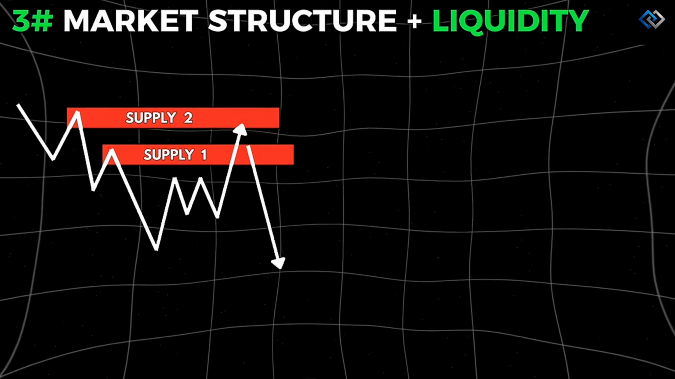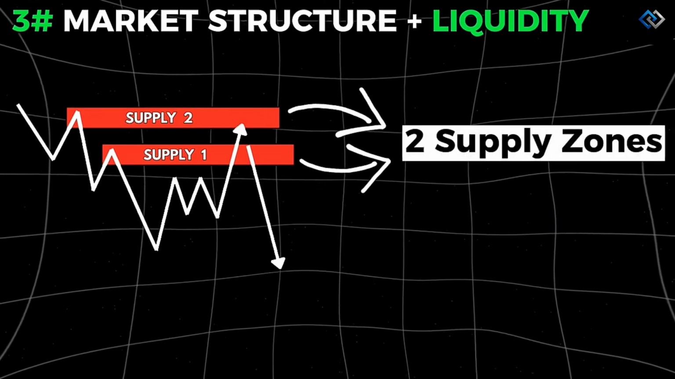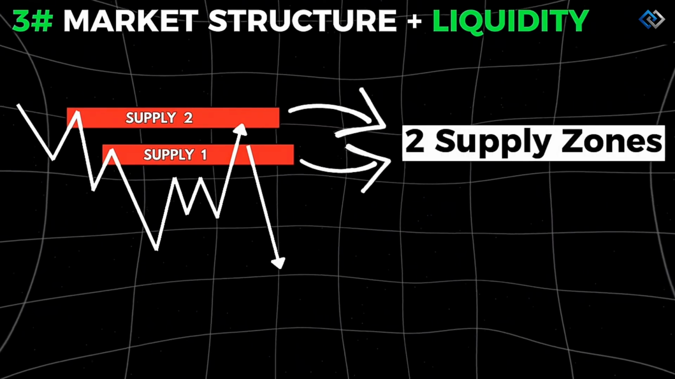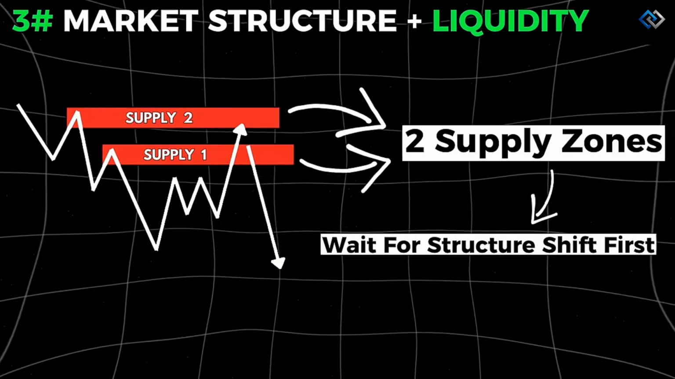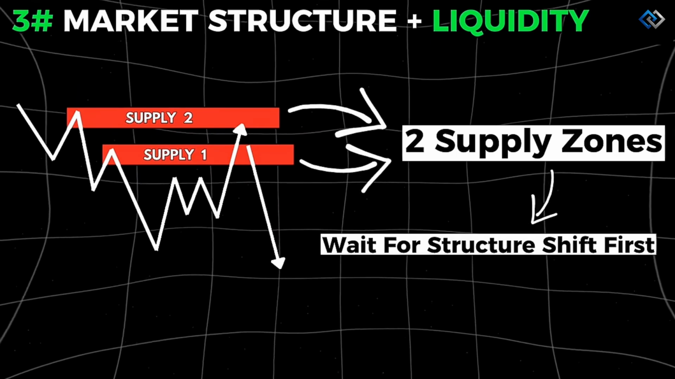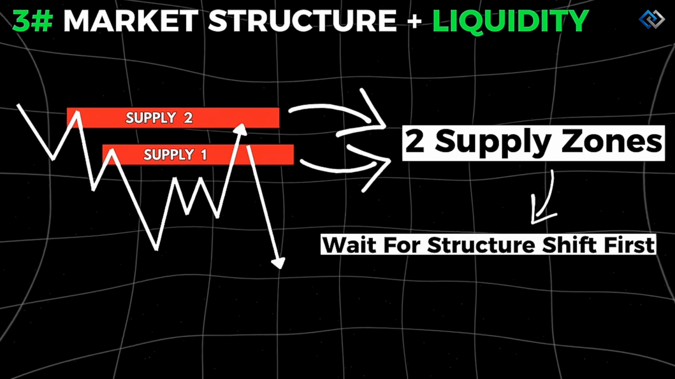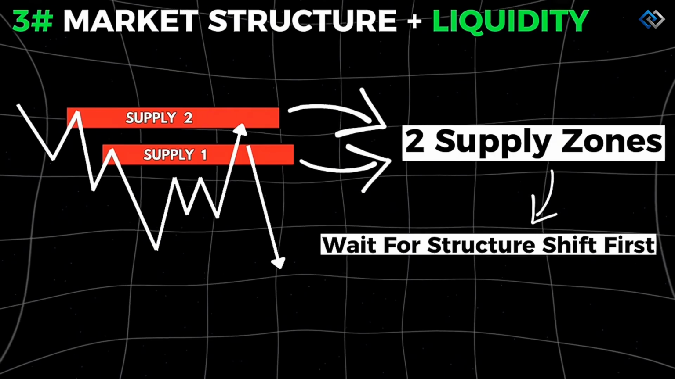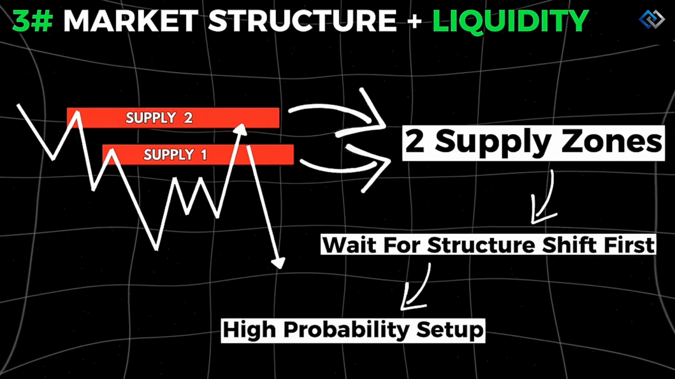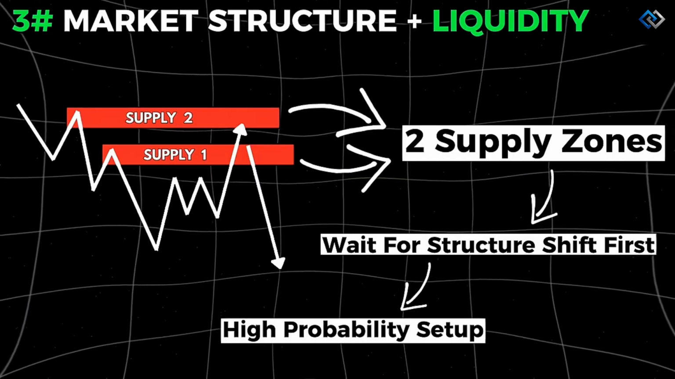This approach also becomes especially useful when multiple supply zones exist. Instead of guessing which zone will hold, we let the market confirm the shift for us. Often, what looks like a perfect sell zone at first might only create a small downward move before price runs higher to sweep liquidity and tap into the next supply level. Waiting for confirmation prevents us from getting caught in that premature entry.